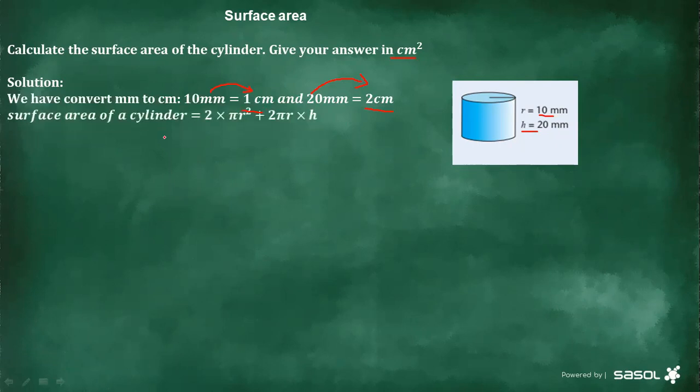Then you write the formula for the surface area of a cylinder: equals 2 multiplied by πr² plus 2πr times height. Now the value of r, which is the radius, is 1, and the height is 2. Then just press your calculator. It gives us 18.85 centimeters squared. It's also important that you write the units just after calculating so that we can see what you were calculating. In this one we are calculating surface area, hence it says centimeters squared to show that we are calculating the area.